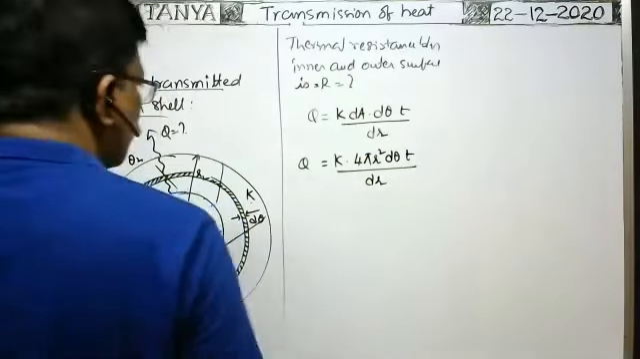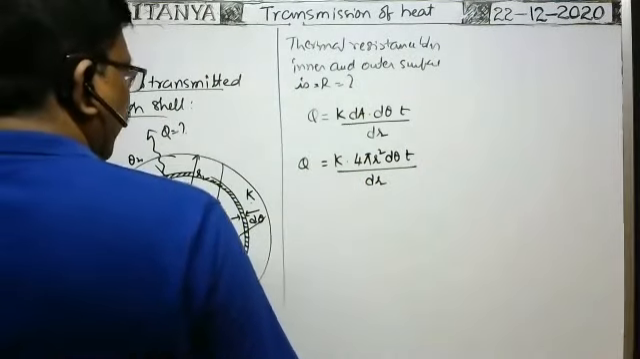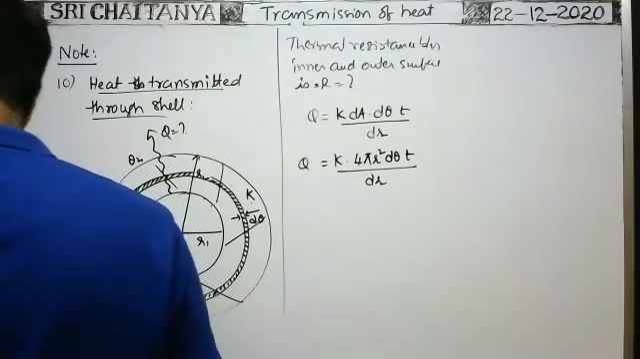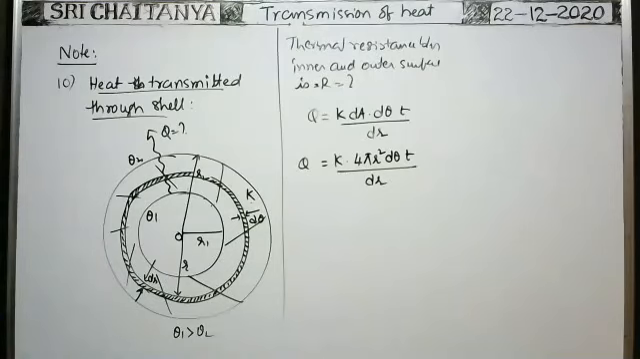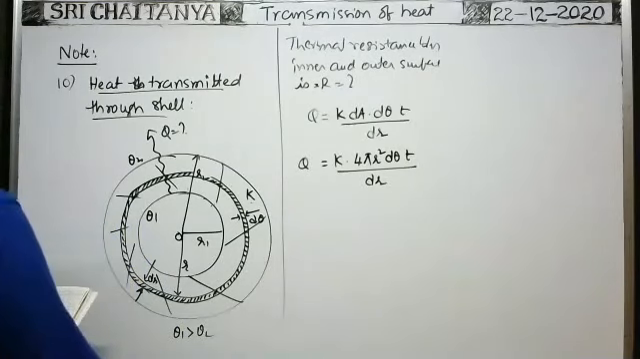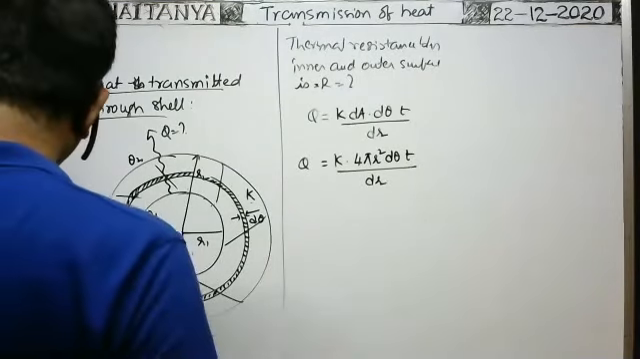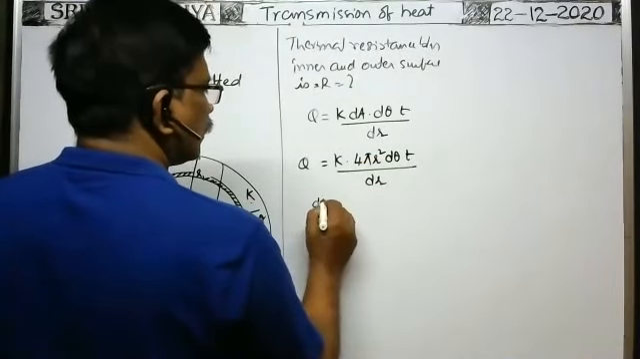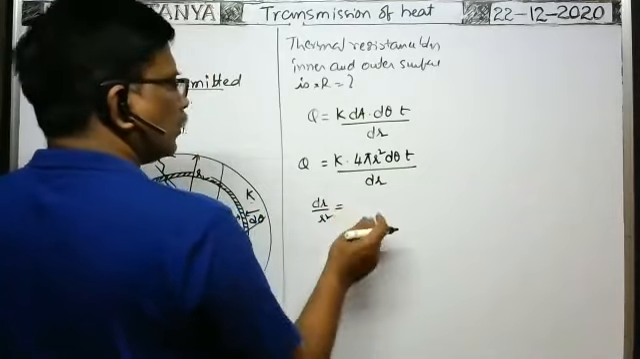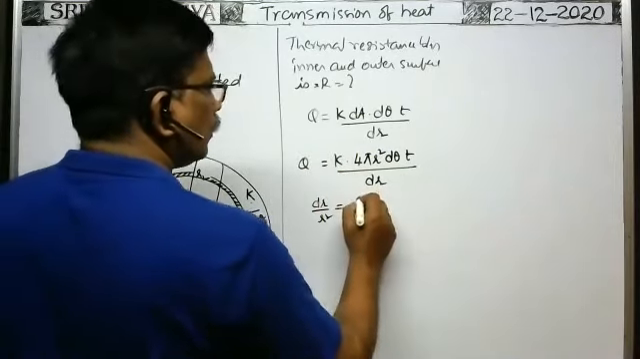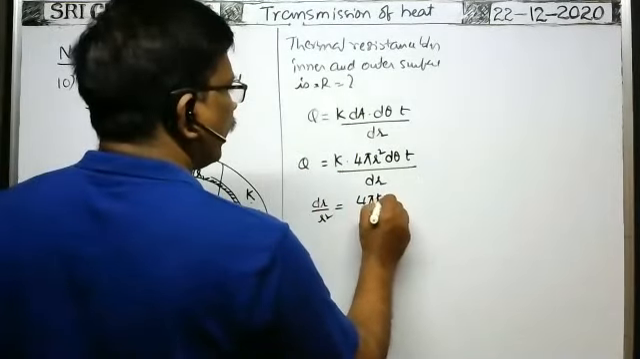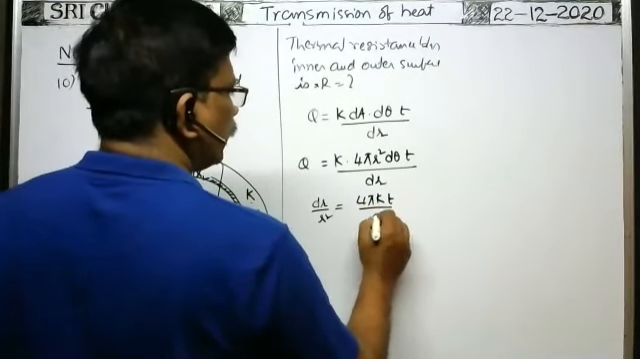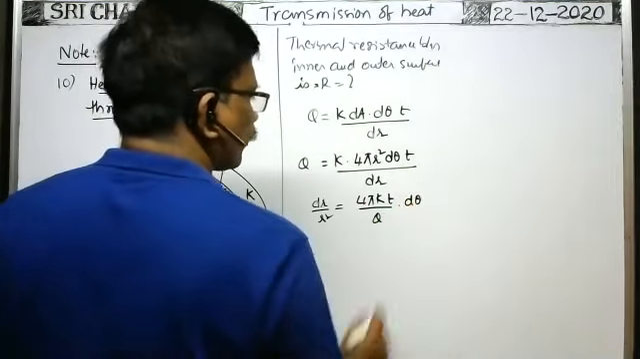Therefore, from this we have to find the effective thermal resistance. First we have to find the heat energy transmitted through this. To find the heat energy transmitted, you write dr by r square is equal to 4 pi K by Q into d theta.